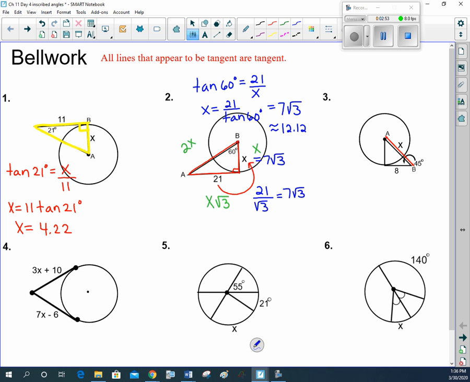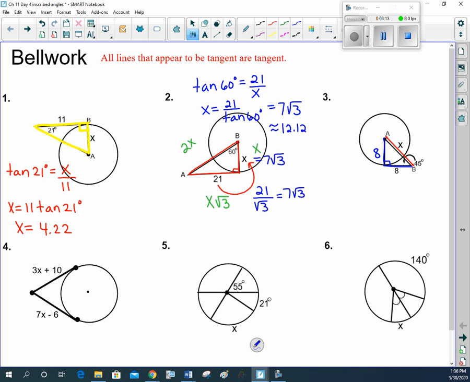Okay, third one over here. I'm going to do my 45-45 patterns again. It is a right triangle. We've got our point of tangency right there, which is 90 degrees. If it's a 45-45, these two sides are the same. So we've got 8 here and 8 here. So that means I'm just looking for the hypotenuse.